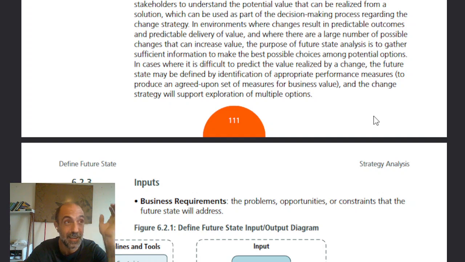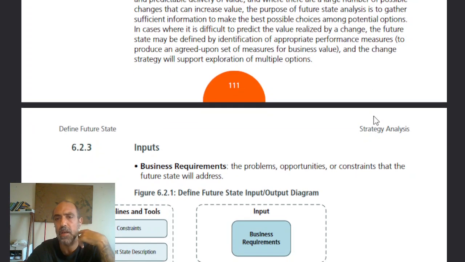So you have to look at your environment in a way that allows you to explore it unbiased, I guess. In cases where it is difficult to predict the value realized by a change, the future state may be defined by identification of appropriate performance measures to produce the agreed upon set of measures for business value. And this change strategy will support exploration of multiple options.